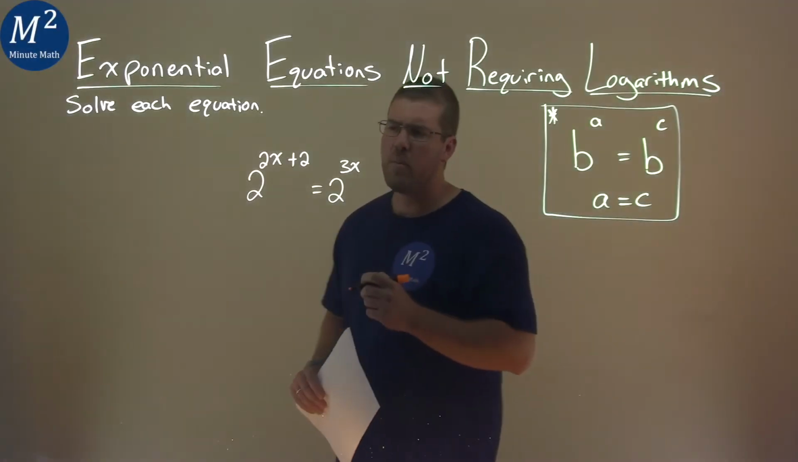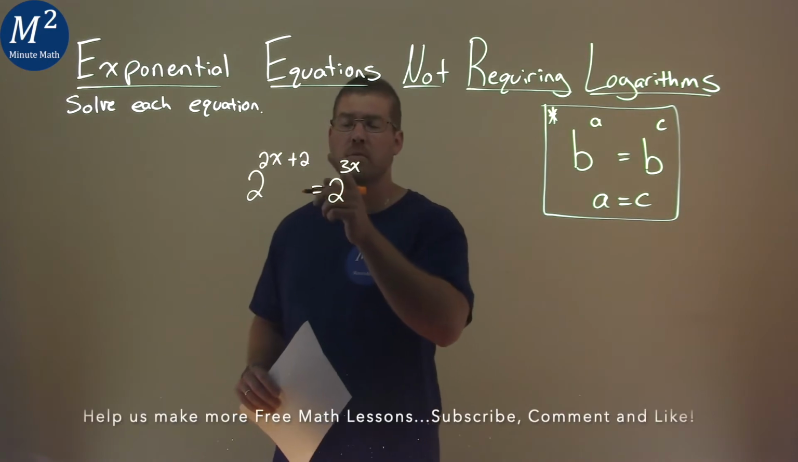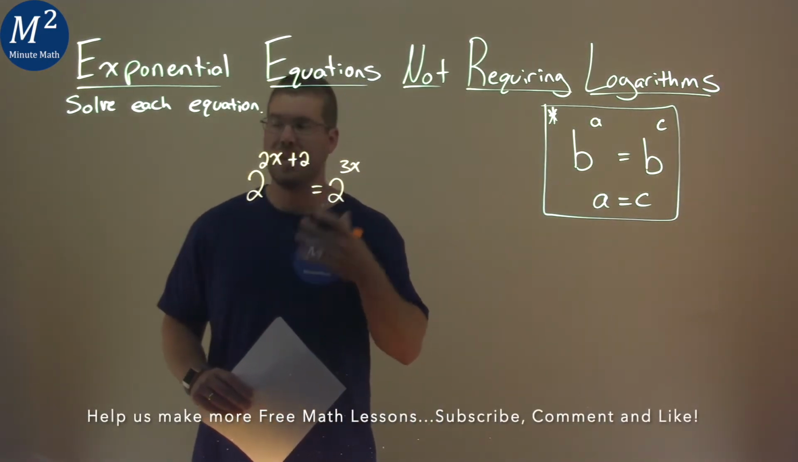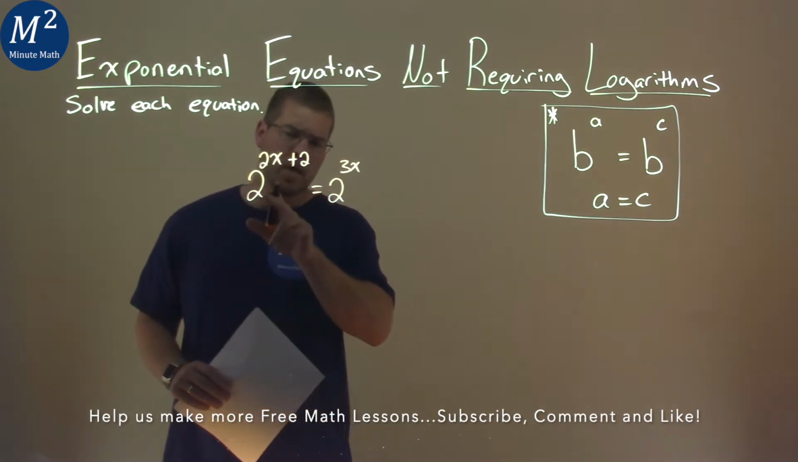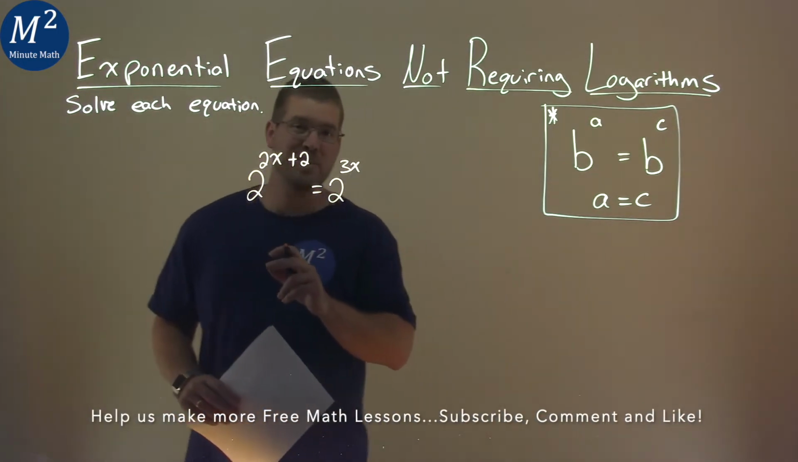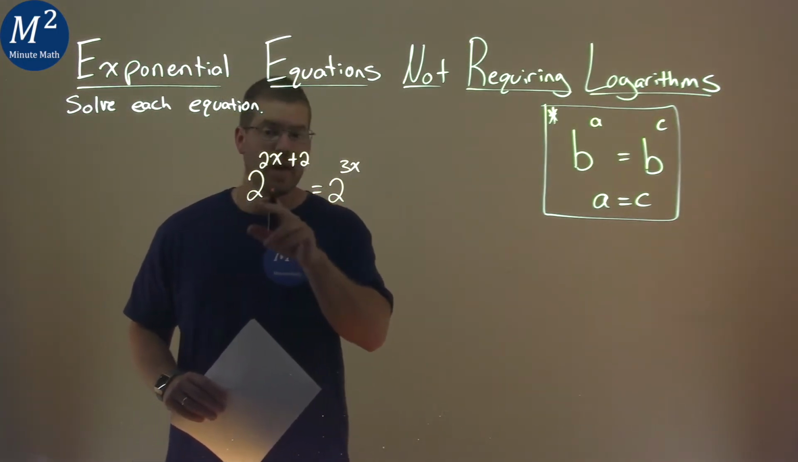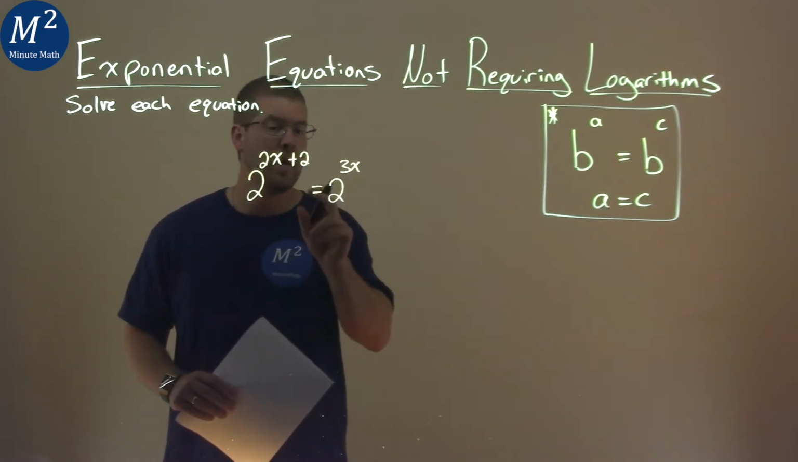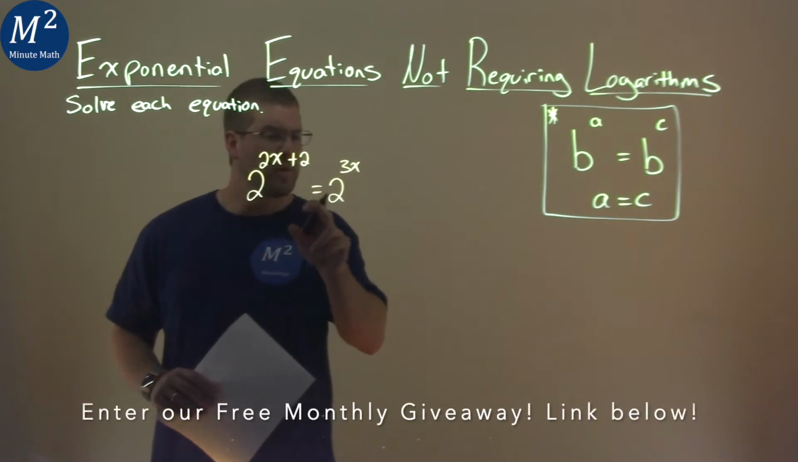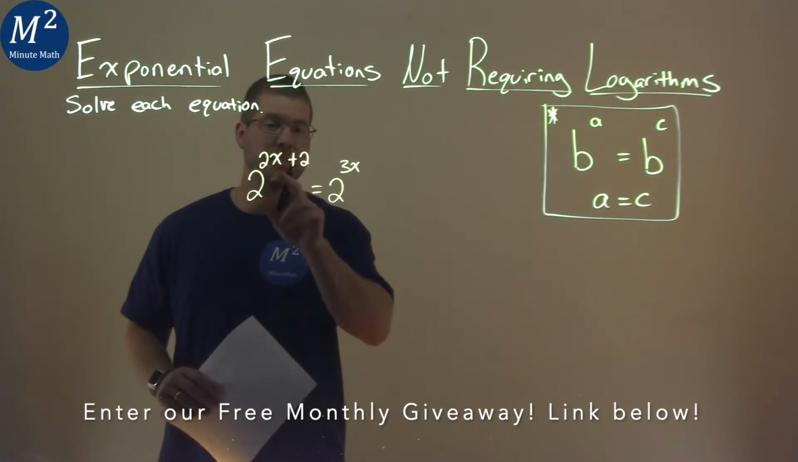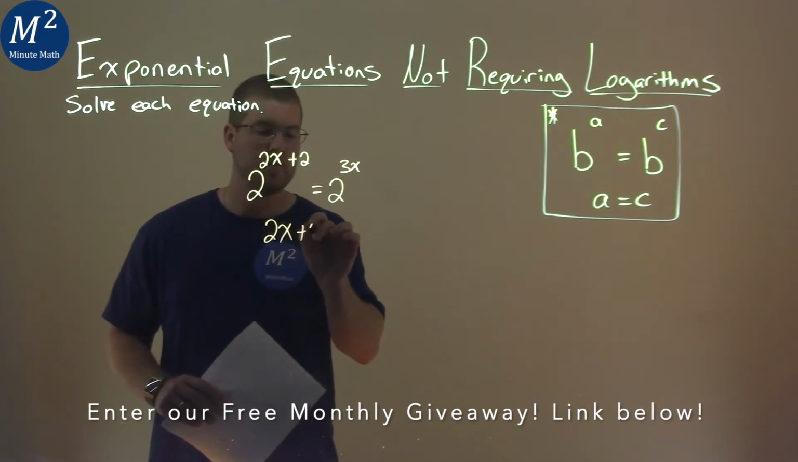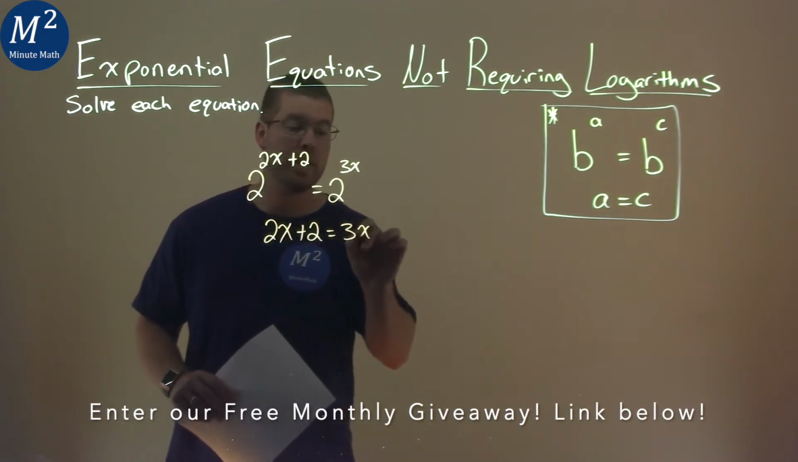We're given this problem right here, 2 to the 2x plus 2 power, and that's equal to 2 to the 3x power, and we have to solve this equation. We have the same base for each one here on each side of the equal sign, and that base is 2. And it's being raised to some exponent. But when that happens, we can pretty much ignore the 2 now and just set the exponents equal to each other. 2x plus 2 is equal to a 3x.